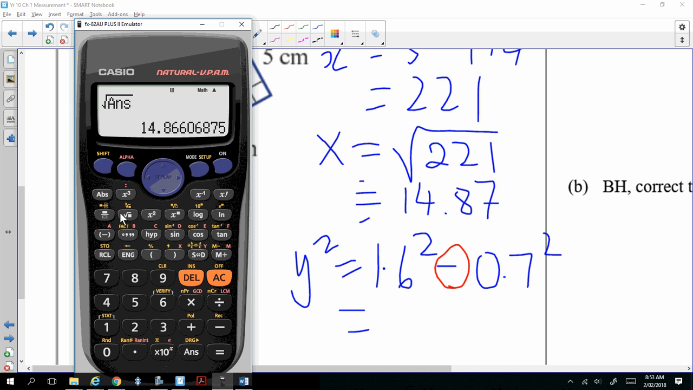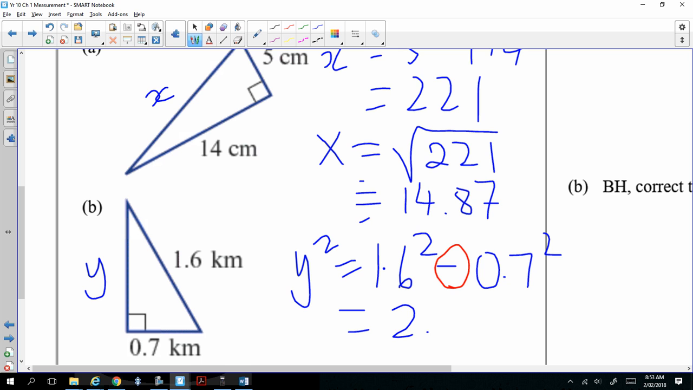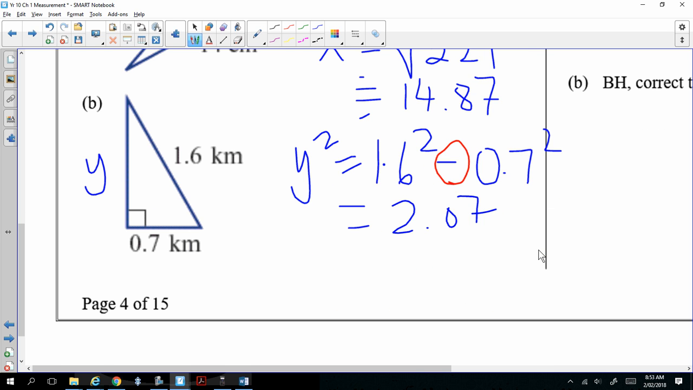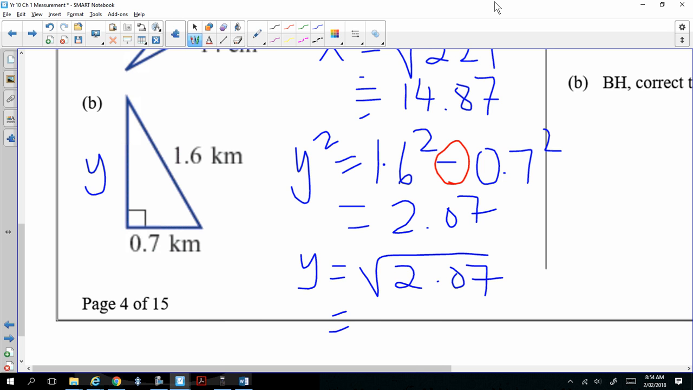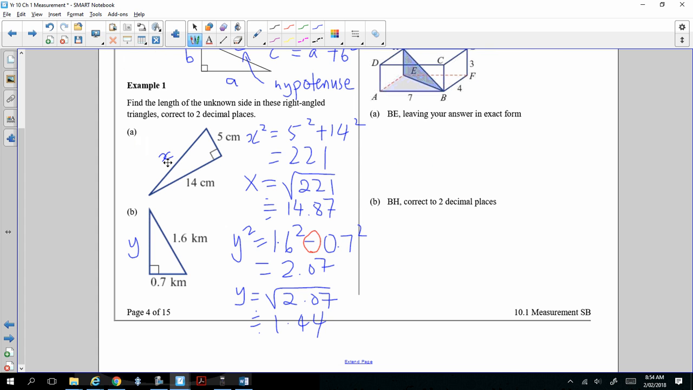And then you just do it on the calculator. 1.6 squared minus 0.7 squared. Like this, 0.07. And then if you square root, you'll get the answer. So you get the square root of that, answer equals 1.44. Did you get that? All right, good. Any questions?